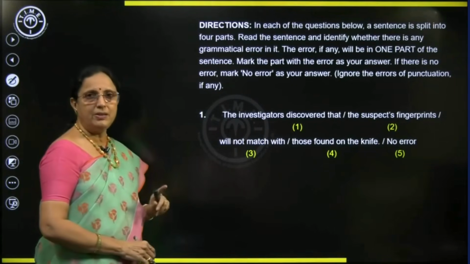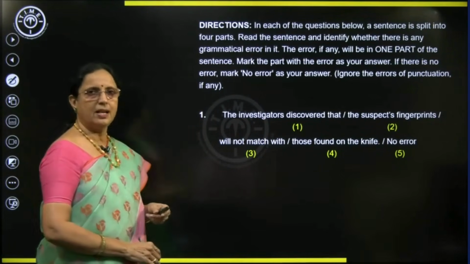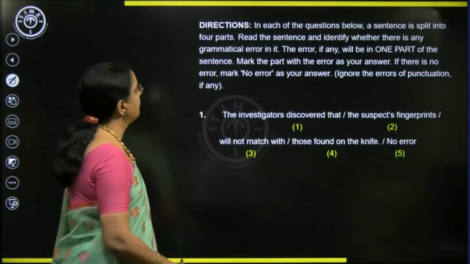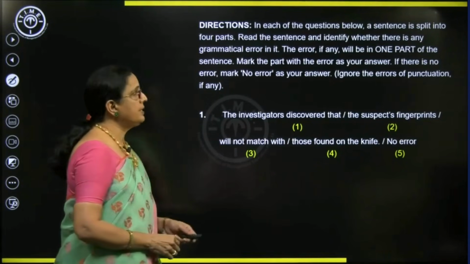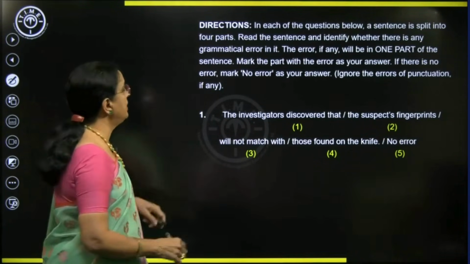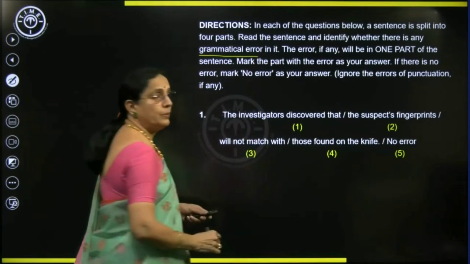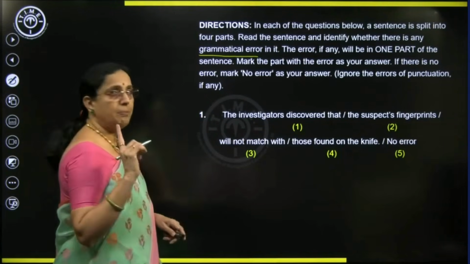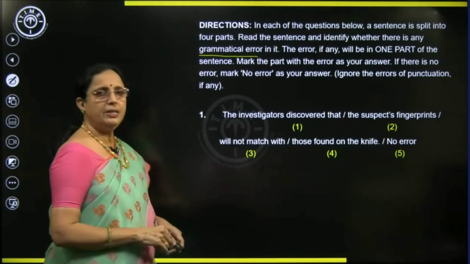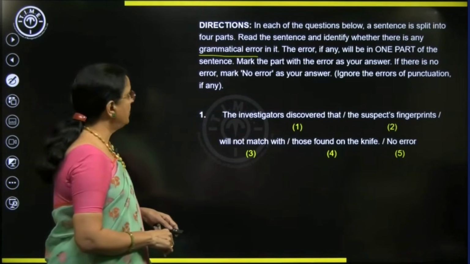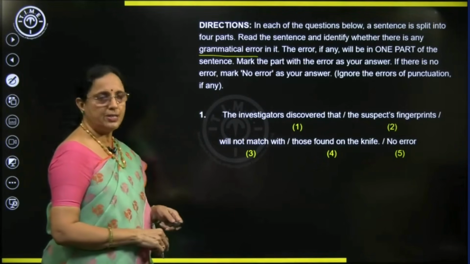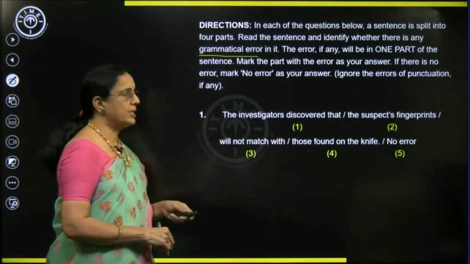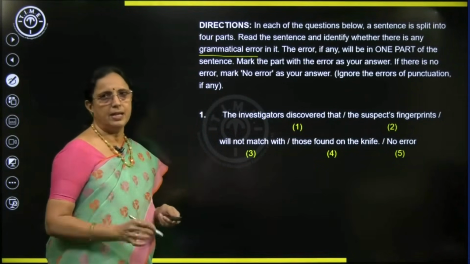Now, let's look at the question. As you know, we have to read the directions carefully before we start answering. In each of the questions below, a sentence is split into 4 parts. Read the sentence and identify whether there is any grammatical error in it. The error, if any, will be in one part of the sentence. Mark the part with the error as your answer. If there is no error, mark no error as your answer. Ignore the errors of punctuation, if any. You need not focus on comma, full stop, hyphen and so on.